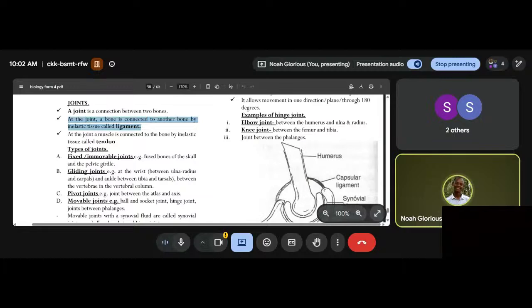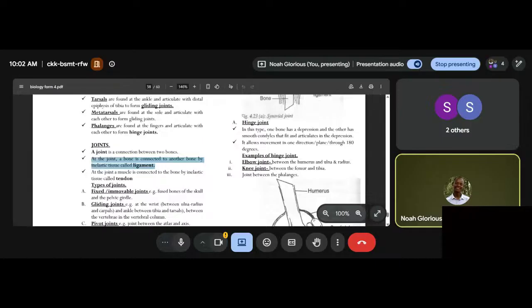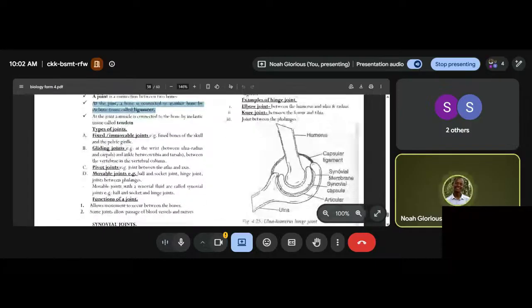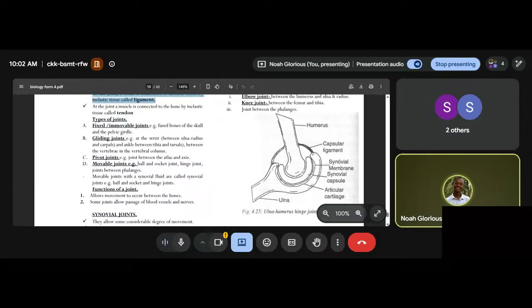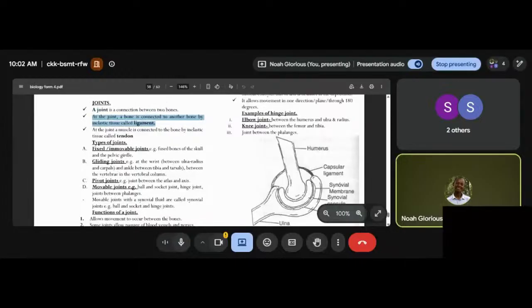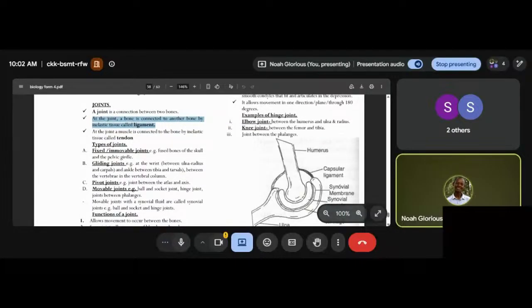So what is a ligament? A ligament is an inelastic tissue that joins bone to bone. So that is what we mean by a ligament. It joins one bone to another. Now we also have something different called a tendon.